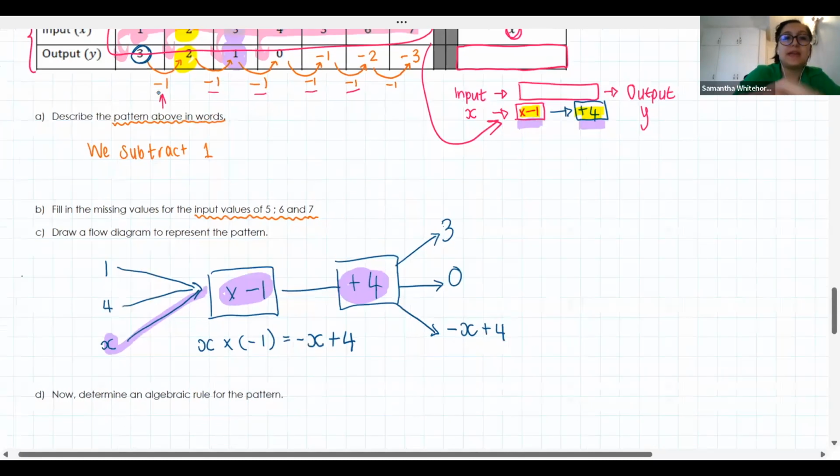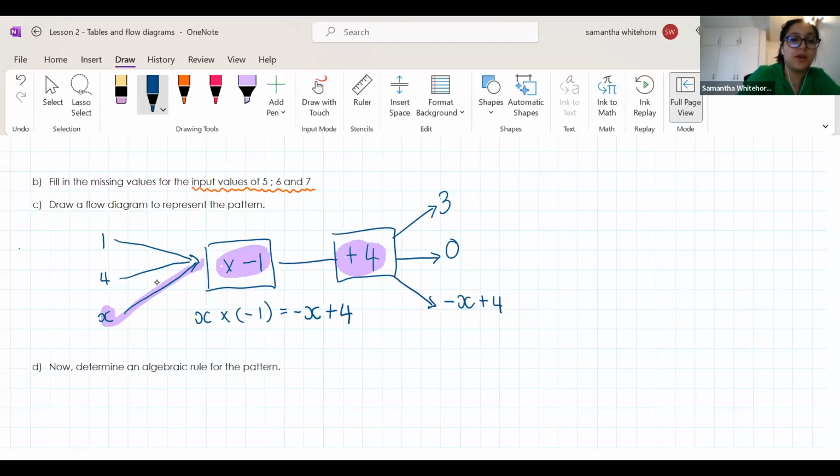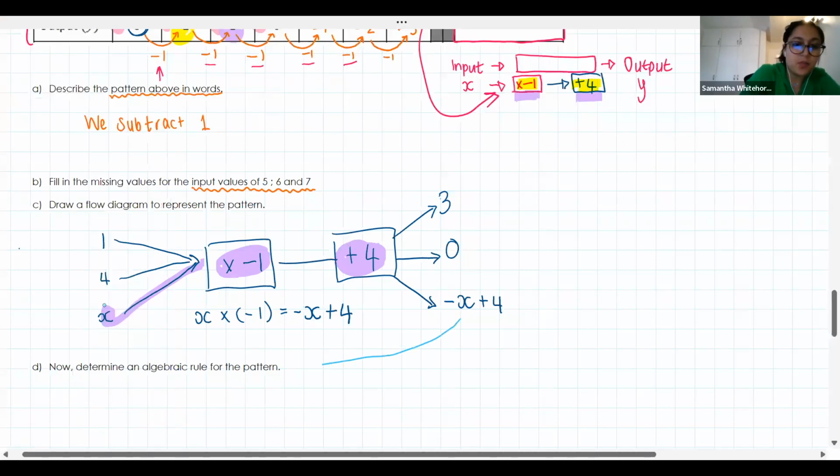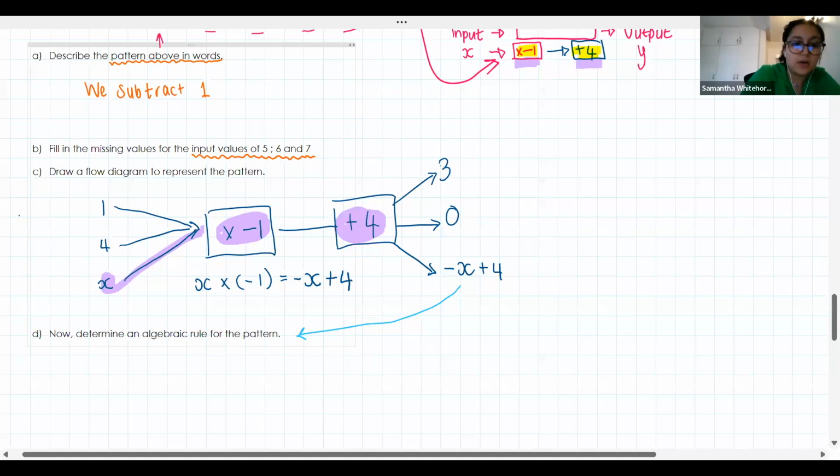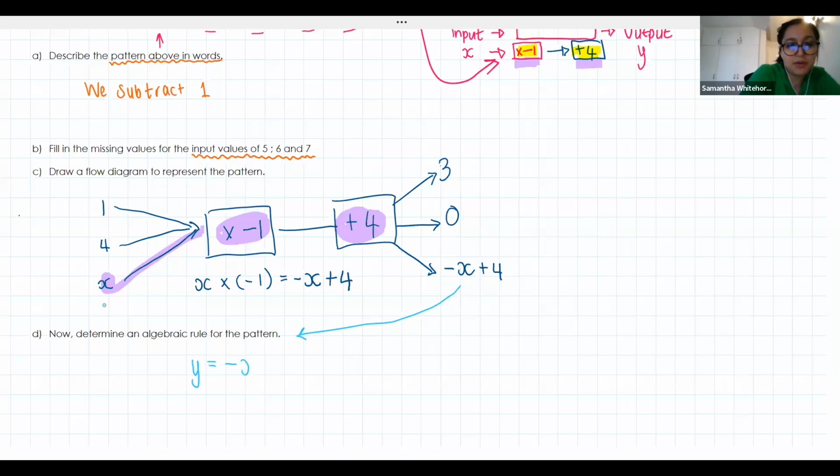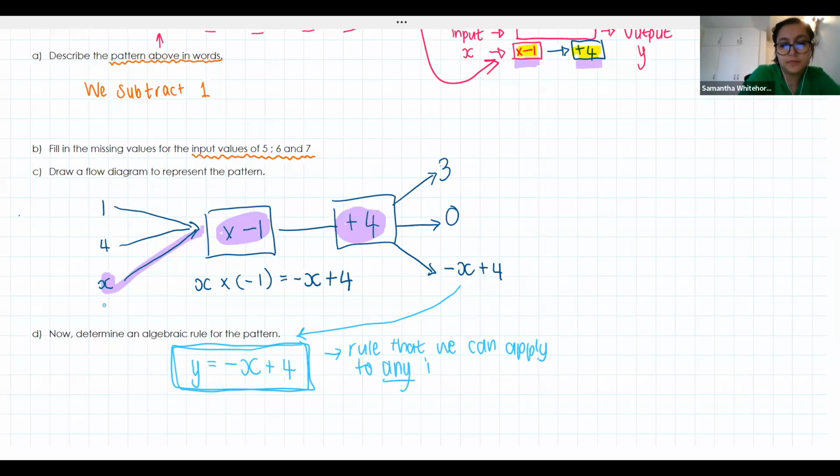And this is now where we get to this idea of an algebraic rule. So you can see here in question D, we can now write down an algebraic rule, because what we found is that that output value, that y value, can be found by taking any input value, and we represent that with x, and adding 4 to it. And so now what we have is a rule that we can apply to any input value. So write that down.